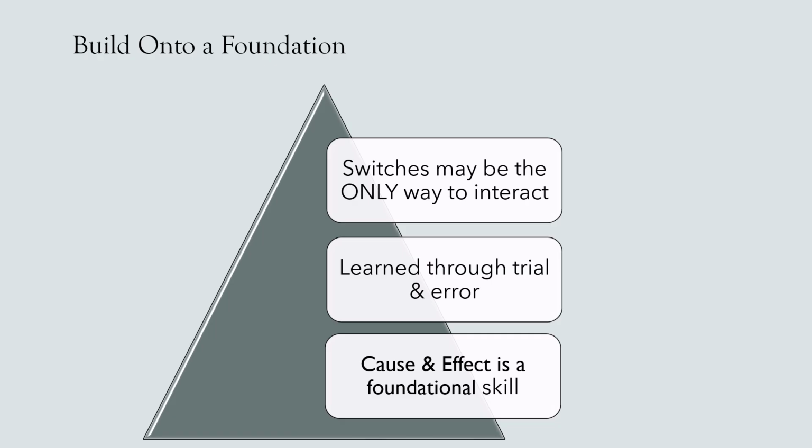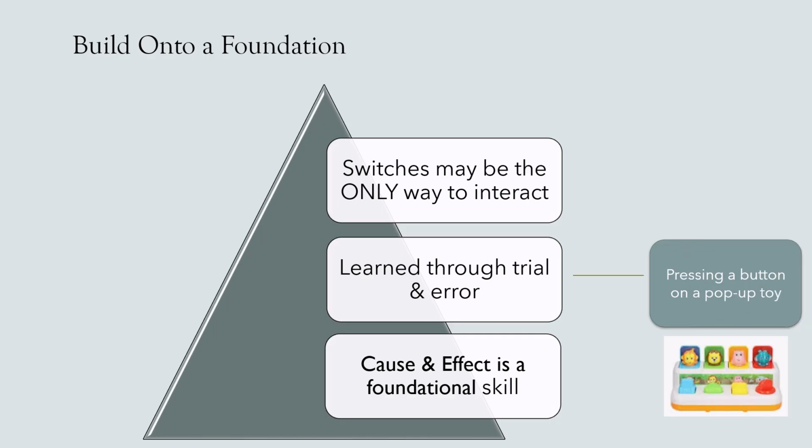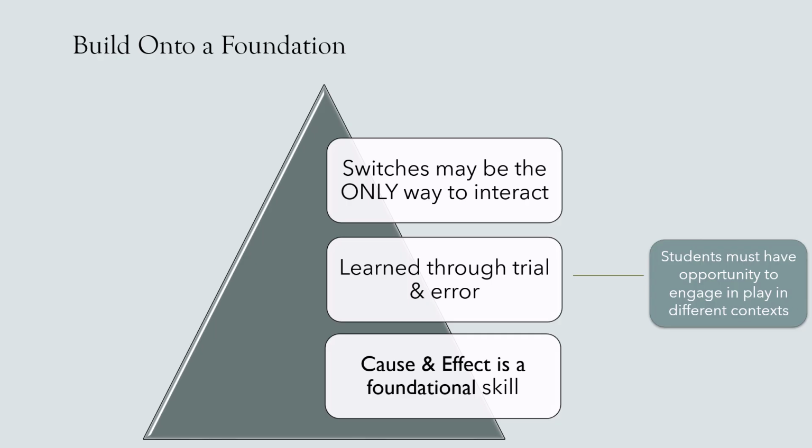Switch play to develop cause and effect is learned through trial and error. Just like when a baby throws a toy on the floor and learns that someone will pick it up. Or when the baby presses a button on a pop-up toy. A child plays with the toy and eventually learns to activate the buttons. Students must develop their understanding through experiencing a range of different contexts.